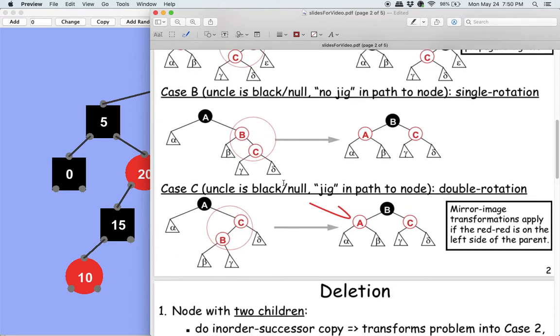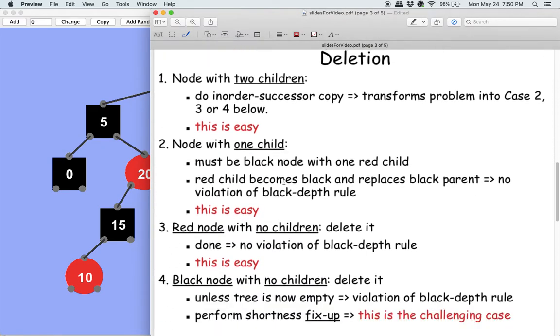Okay. So now let's get on to deletion. When I want to do deletion, the first thing we need to do is basically do a regular binary search tree deletion. And when we do that, we have basically three cases. We have a case where the node we're deleting has two children, a fully interior node. We have a case where a node has one child, and we have a case where we have no children.